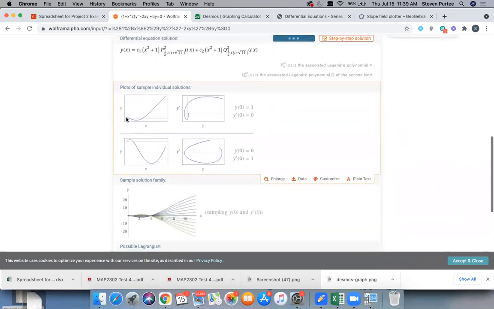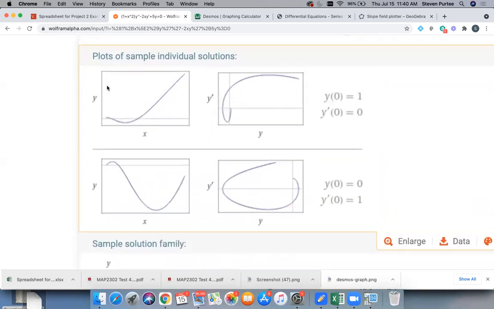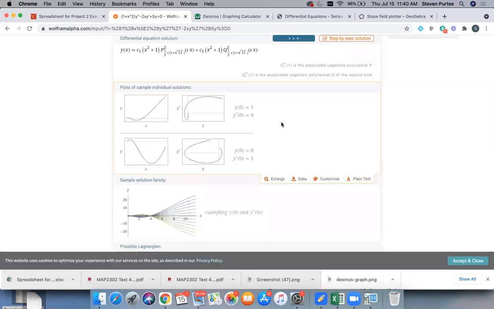But I did notice here that they gave me what some of our solution curves will look like. In particular, here's for y of 0 equals 1, y prime of 0 equals 0. So I said, well, okay, let's graph out our power series solution for this initial value problem and see if we get something that kind of looks like this. Now, Wolfram Alpha doesn't give me any numbers or a y-axis. I'm not even sure where the y-axis is here. And I don't have any kind of scale here, but I want to see if my solution at least kind of looks like this.